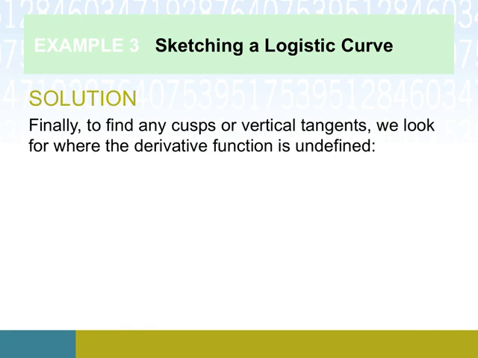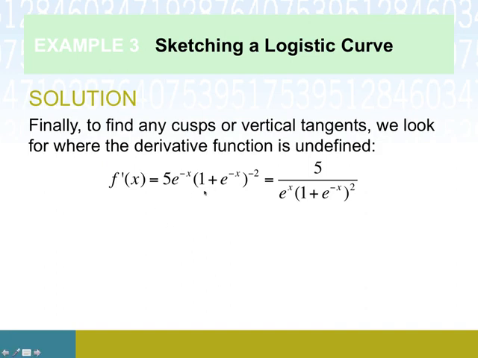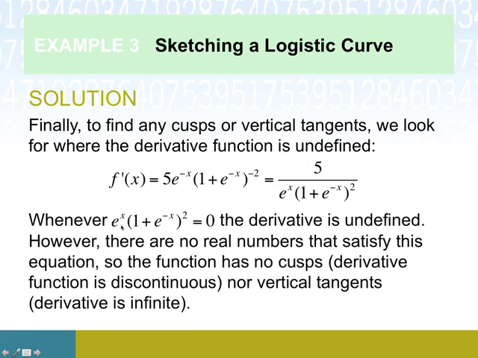The last thing we were asked to look for were cusps, or vertical tangents. So we're looking for where the derivative function, and we can dig this guy back up from a few slides ago, is undefined. So really this would not work as long as the denominator was equal to 0. But the thing is, if you set e to the x equal to 0 or this piece equal to 0, you're not going to find any real solutions. So however hard we try to make this happen, we're not going to find any places where this derivative is undefined. So that should mean that the function doesn't have any cusps, that is, the derivative function is not continuous at that point, nor do we have any vertical tangents where the derivative would be infinite.